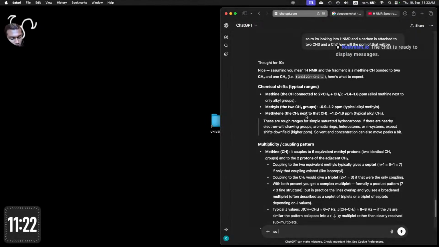That's 1.3. How many? 3 plus 1, 4. N plus 1, 4 plus 1, 5 splits. And D, that's 0.9. 2... CH3 attached to CH2. 0.9 ppm. N plus 1 is 2 plus 1, it's 3 splits.